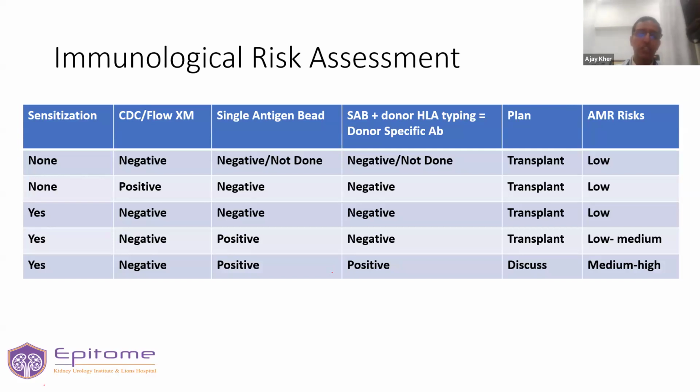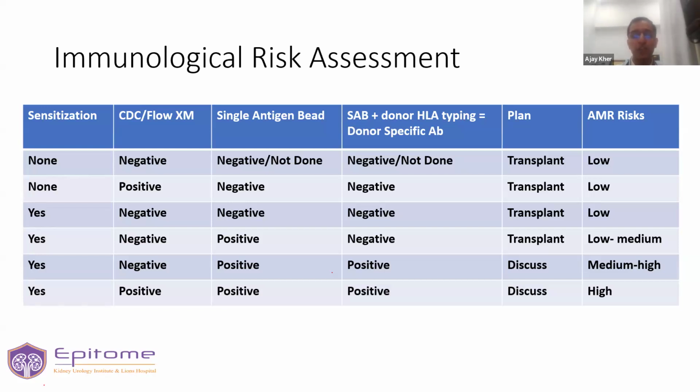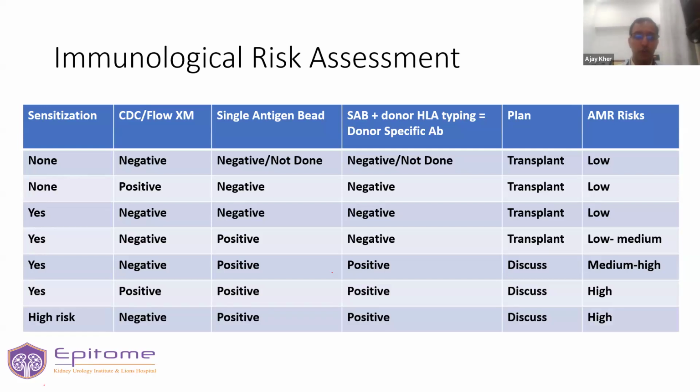If you have sensitization, CDC and flow are negative, but the single antigen bead is positive and they are against donor specific antibodies, these are against the donor and so they are donor specific. Then you need to discuss this with the donor and the recipient, because you're now at medium to high risk of antibody rejection within the first 3 months. If you have a CDC positive or a flow positive with single antigen bead and these are donor specific, now you're at very high risk of antibody rejection within the first 3 months. And so you'll need to discuss and look for alternatives.